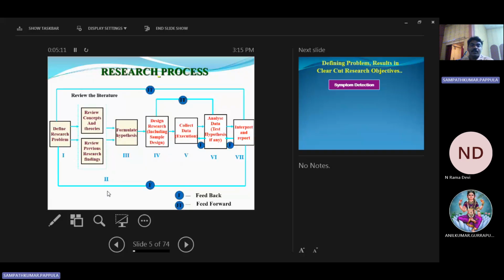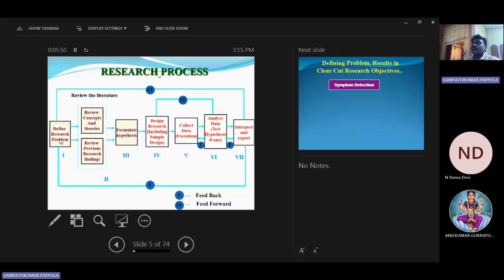So this is the process of research. First of all, this is defining the research problem. For example, you are doing project work. Project work means you take some problem, and for that problem we try to find the solution. This is the final solution. So in this, we need to follow some procedure. First of all, we need to define the problem, review the concepts, and review the existing research findings.